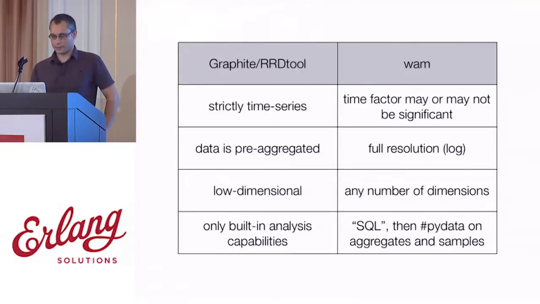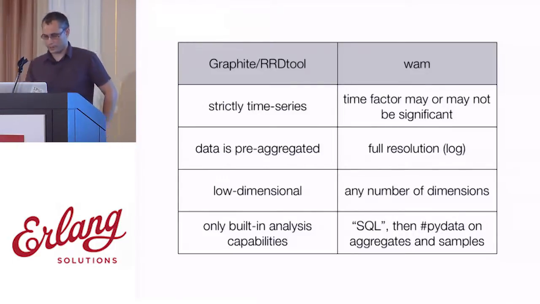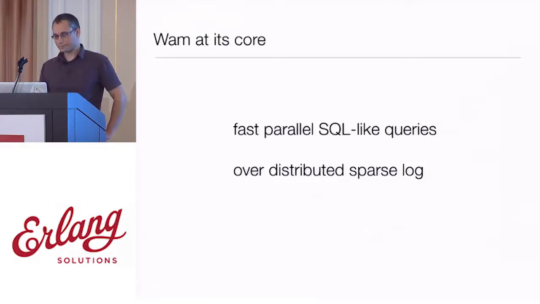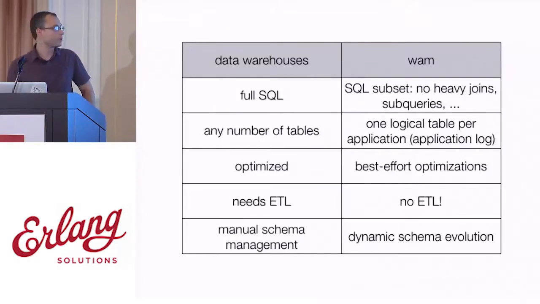And then the interface to the analytic part of WAM is essentially SQL, and then you can leverage all the power of the PyData stack to do analysis on aggregates and samples. So the analytic database part of WAM can be described as fast parallel SQL-like queries of a distributed and sparse log. And that brings me to the second comparison, this time with data warehouses.